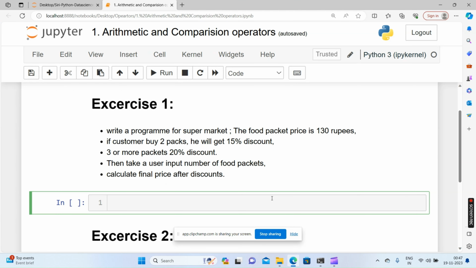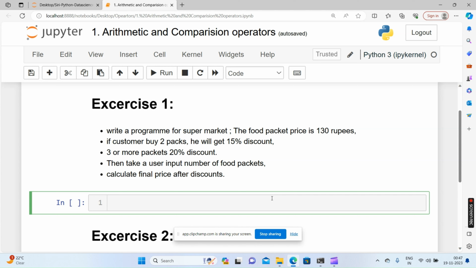So this is a small example for a supermarket. There are some offers going on in the supermarket. If a customer takes only one food packet, there is no discount on it. If anyone takes two packets, 15% discount. More than three packets means 20% discount. So now I'm going to show you the code.